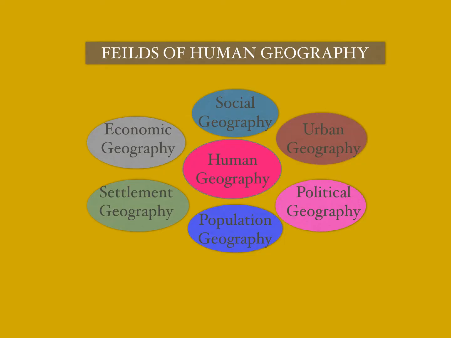Now we come to the end of this chapter. The last topic of this chapter is fields of human geography. Human geography gave birth to different types of geography. For example, we have social geography. It refers to the discussion on societies, how societies were formed, how one society is different from other, what are the problems in a society. So this field of geography was termed as social geography.